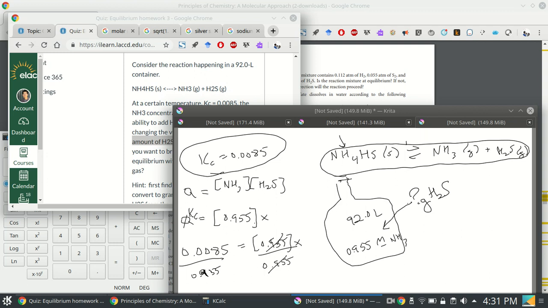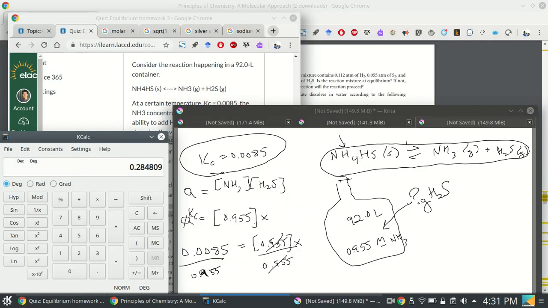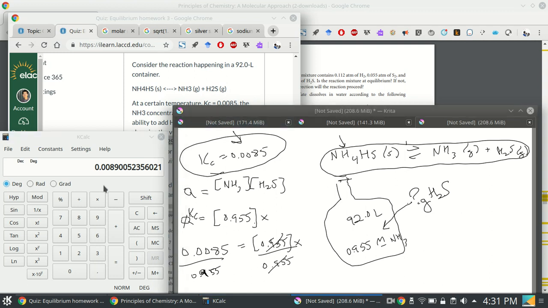So here we go with 0.0085 divided by 0.955, and I got 0.0089. And this is a two significant figure problem because Kc only has two significant figures, so I got 0.0089. So my x is equal to 0.0089. Oh, great! So that's great. 0.0089 molar. I'm done, right?